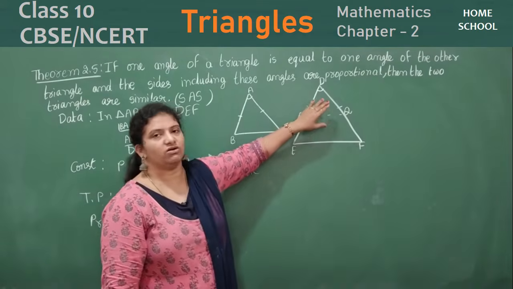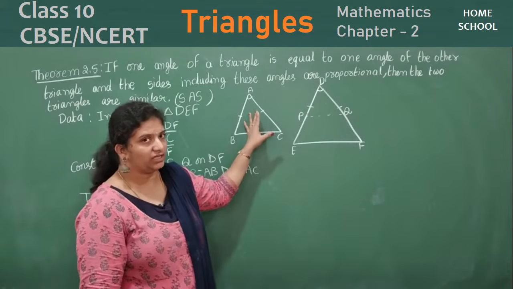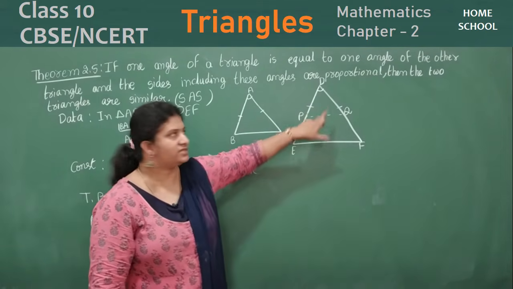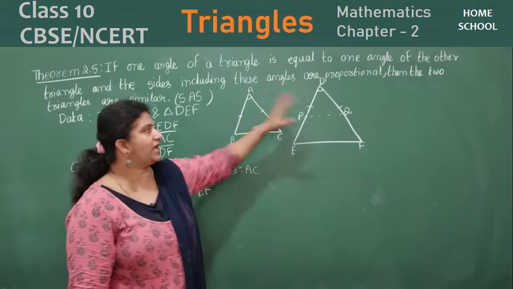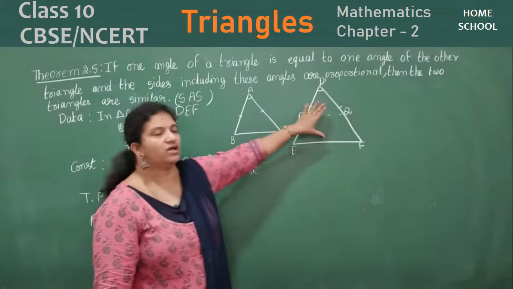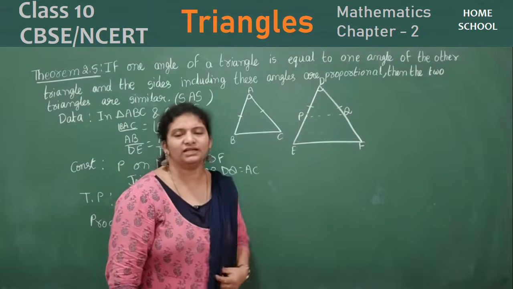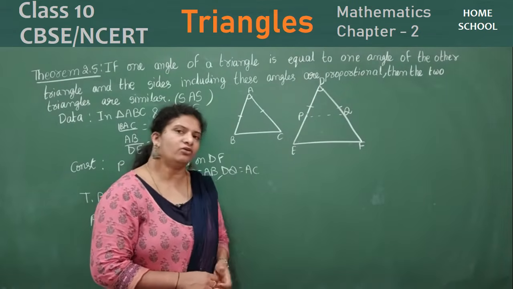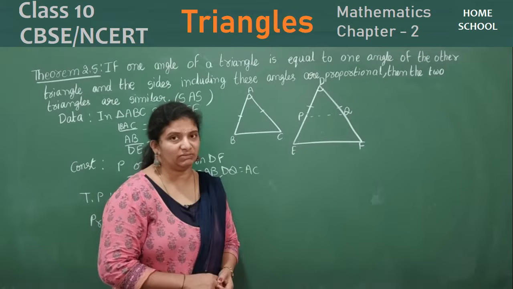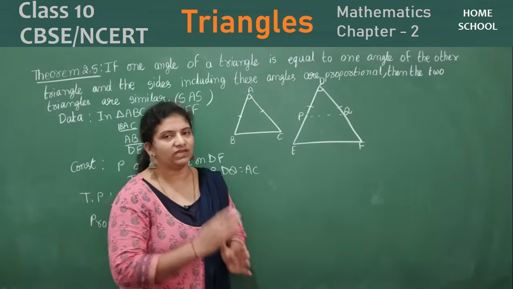This triangle is also congruent to this triangle, and this is congruent to this. Finally, triangle ABC is congruent to triangle DEF. Then if they are congruent, they will be similar. Okay, like this we need to prove.